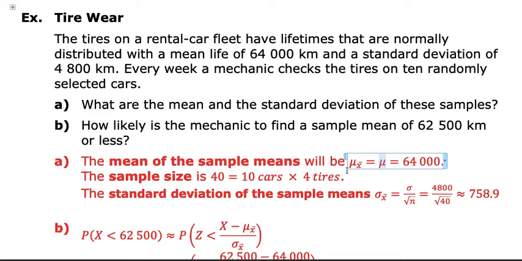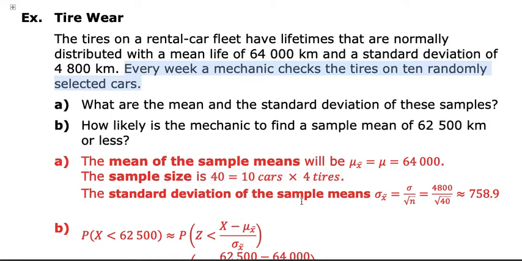The distribution of, sorry, the mean of the sample means. It'll be centered around the mean, so we'll take that to be 64,000. And our sample size is 40, because if we have 10 cars that we are observing every week, there's 4 tires on each car, so there's 40 tires in total.